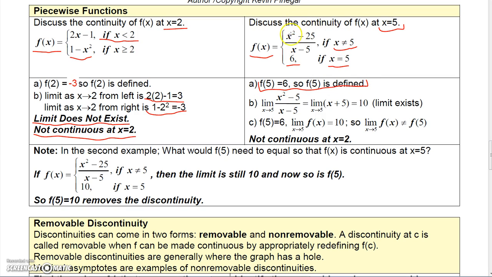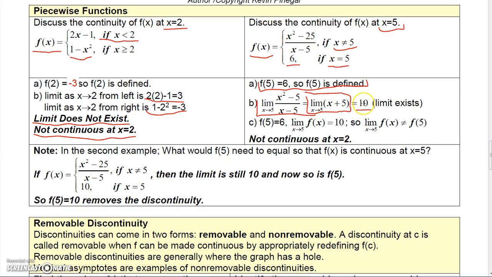But if we take the limit of this function as x approaches 5, remember when it approaches 5, it's not going to actually equal 5. So to find the limit of this function as x approaches 5, I can use the replacement theorem, and if you factor the numerator here, you'll get x minus 5 times x plus 5, and then you can cancel the x minus 5s, and you're left with just x plus 5. So using the replacement theorem, I can replace that function with x plus 5, and then take the limit as x approaches 5, and that gives me 10. So the first two conditions are satisfied. The function is defined at x equals 5. The limit does exist as x approaches 5.